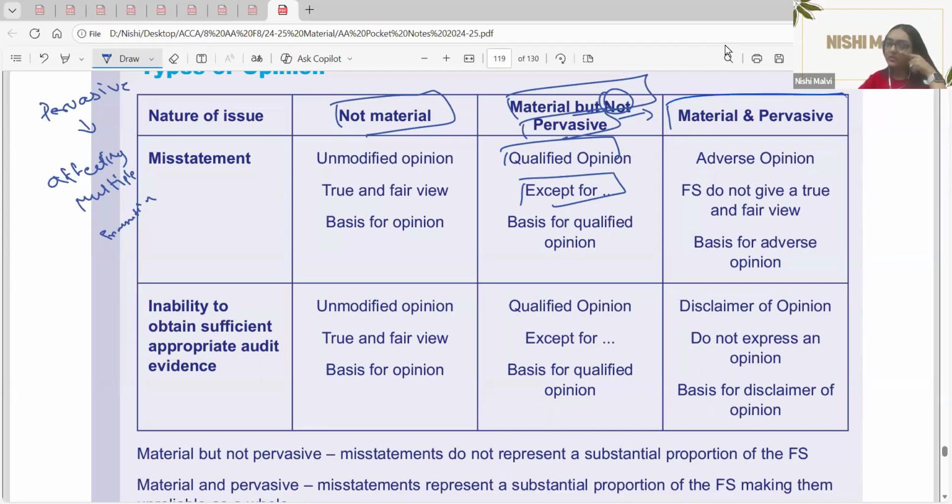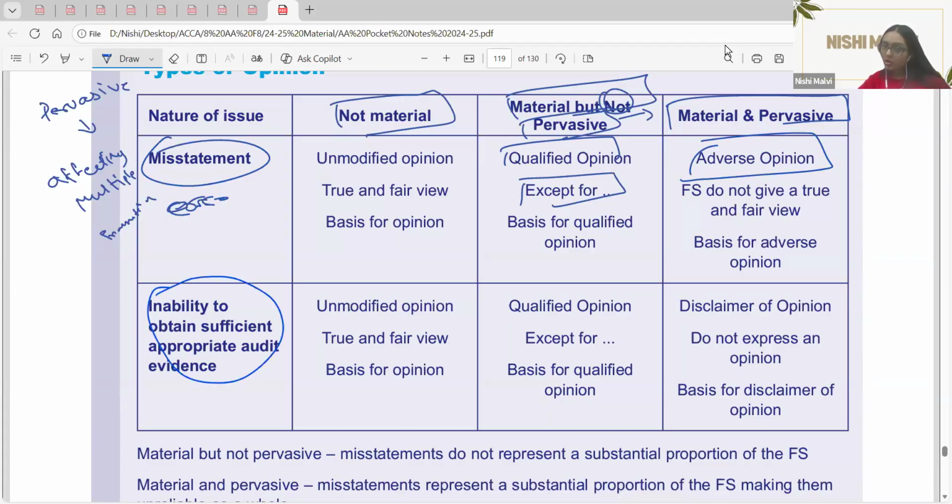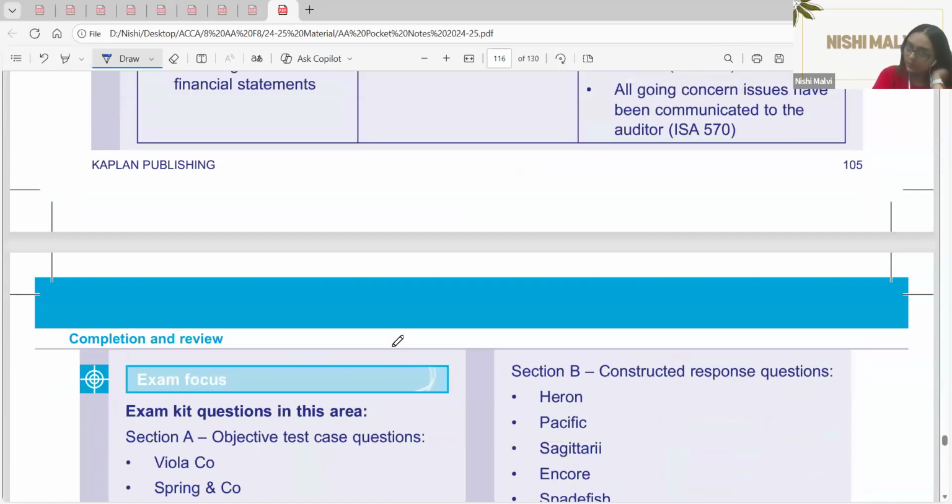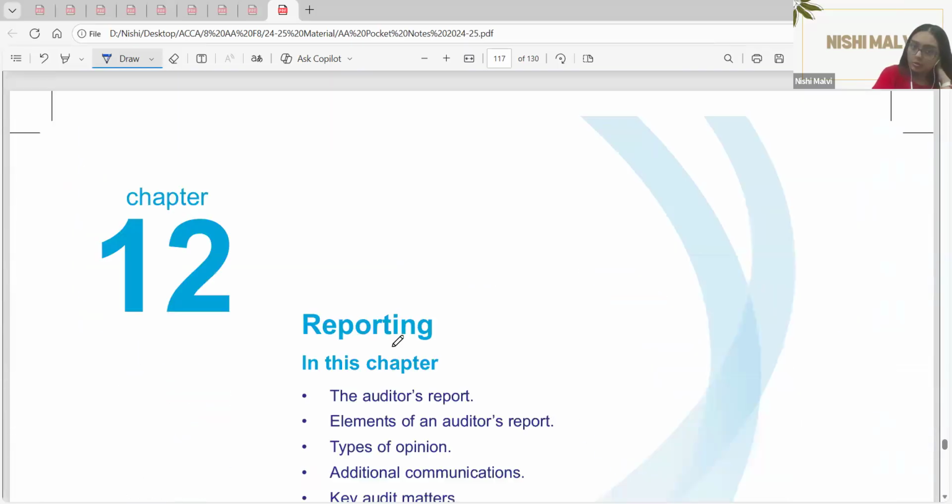If the error is material and pervasive, and there's a misstatement, then the auditor will give an adverse opinion. Now, if the management is not giving proper evidence and the matter is not material, then an unmodified opinion is given. If it's material and the evidence is not given, then the except-for wording will be used. If the particular thing is material as well as pervasive, then you need to consider a disclaimer opinion. So if I go back, if management is not ready to give written representation, the auditor can issue a disclaimer opinion, where he will use this wording.